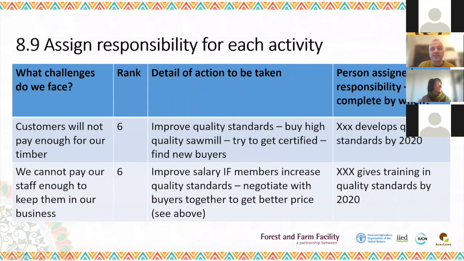And getting much more practical, you can simply enlarge the table that I showed you before. So you've got your risk, the challenge you're facing. You've decided on an action that you're going to take. So you're going to try and buy a high quality sawmill or try to get certified to find new buyers. Maybe the first step this year is to improve the quality standards. So the people growing teak will all be doing planting at the right spacing, doing weeding, doing pruning, so that the quality of the timber is uniform. And you've assigned somebody on the management team to develop a quality standard by 2020.